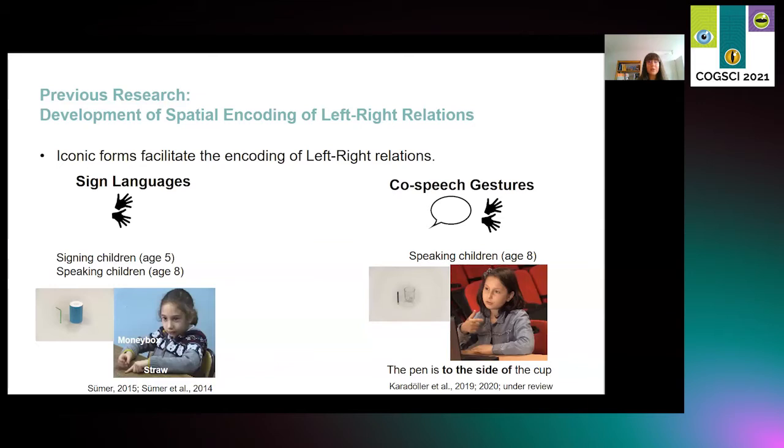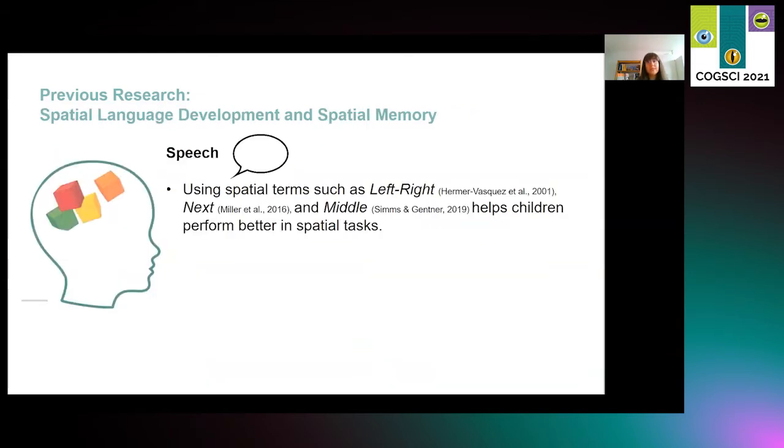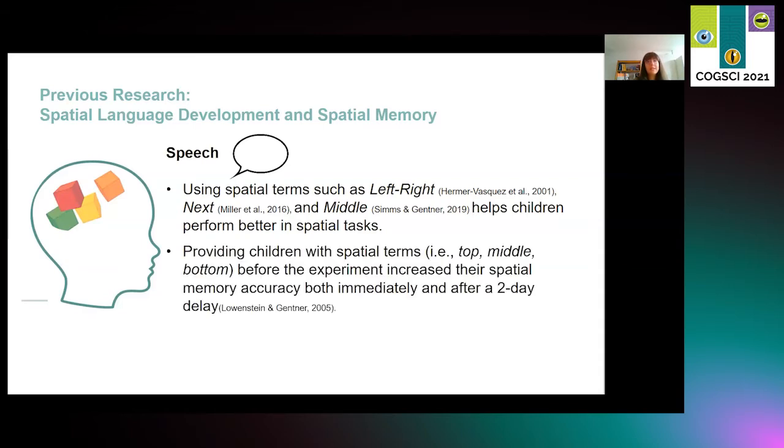Let's first focus on encoding with speech and its relations to cognition. Previous work investigating the relation between encoding with spatial terms and spatial memory accuracy shows that using spatial terms such as left, right, next, and middle helps children perform better in spatial tasks. One study experimentally showed that providing children with spatial terms before the experiment increased their spatial memory, both tested immediately and after a 2-day delay, compared to children who did not receive any spatial terms.